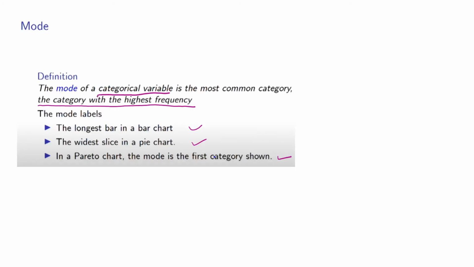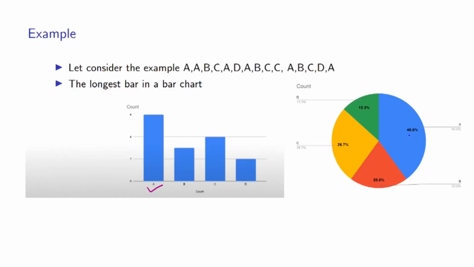The next coming is the mode. The mode of a categorical variable is the most common category. The category with the highest frequency means the longest bar in a bar chart, the widest slice in a pie chart, and in a Pareto chart, the mode is the first category shown. That's called the mode. Example, here is an example of data.